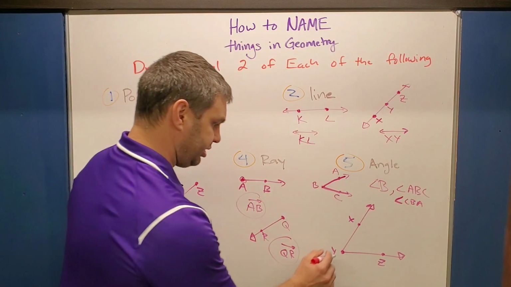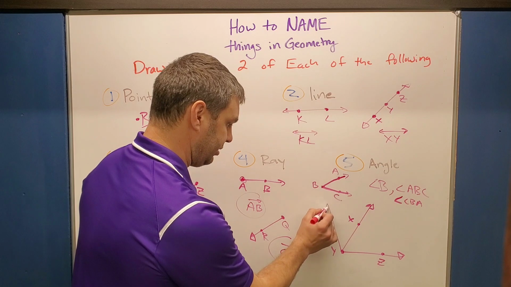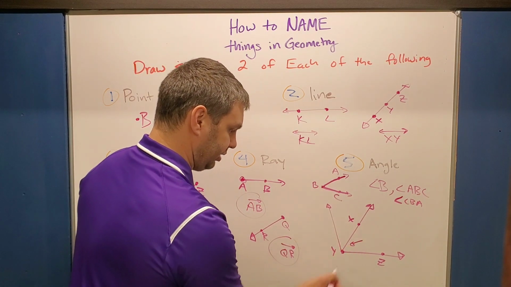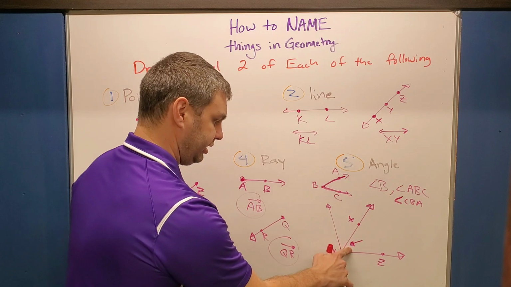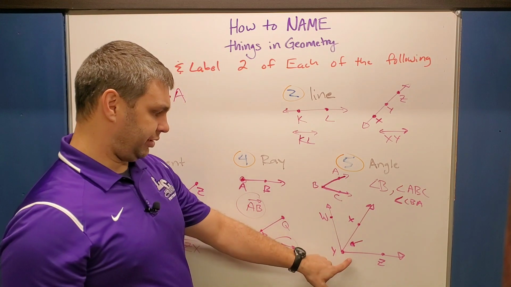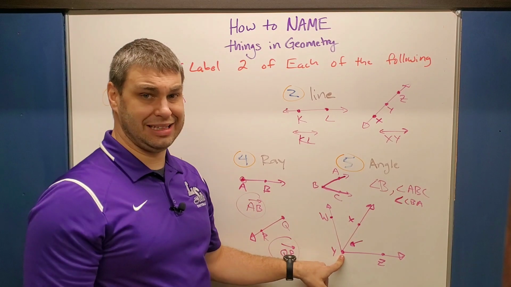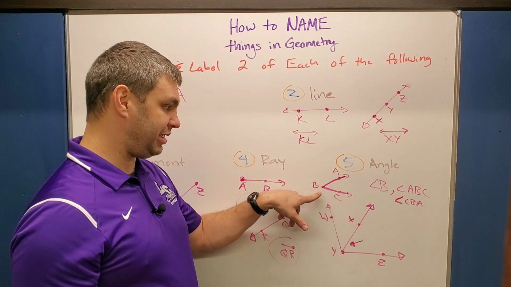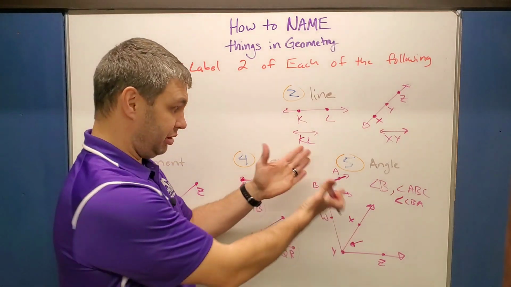Now I'm going to change it up just a little bit. I'm going to add kind of a ray to this angle. And I still want to be talking about this one, this bottom angle here. And let's put W there. And so if I were to talk about this bottom one, now it would not make sense for me to call this just angle Y. Up here I was able to call this angle B because it's the only one. It's the only angle in that little picture.